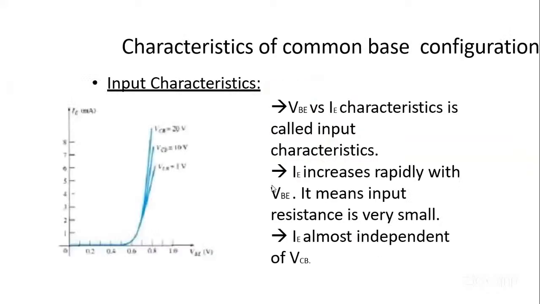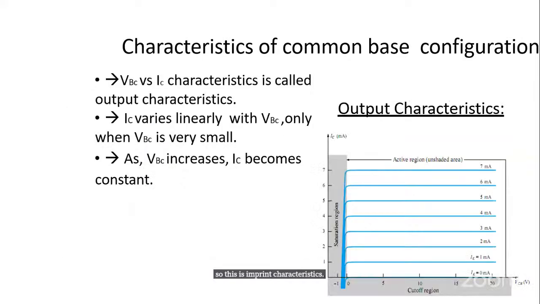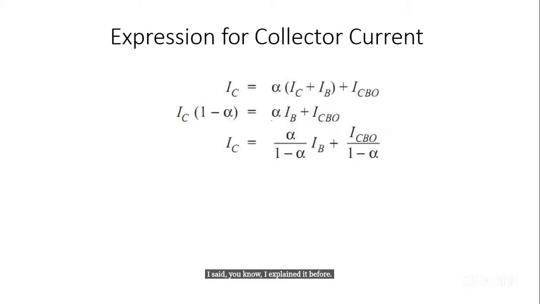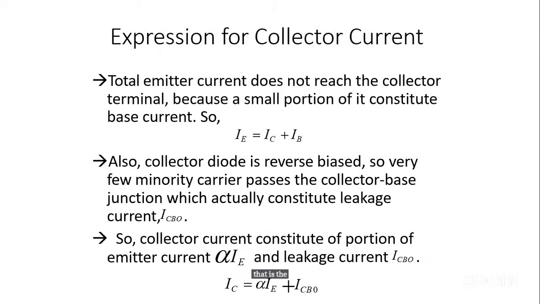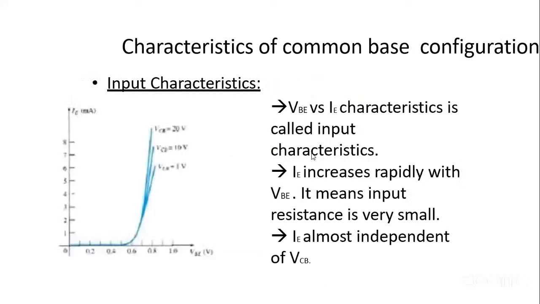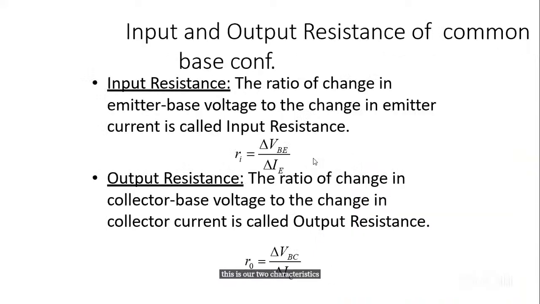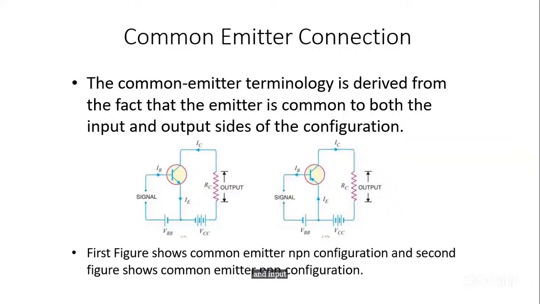So this is input characteristics. So what's that ICBO? ICBO, I explained it before. That is the leakage current. Do you remember my explanation for leakage current? Yes, sir. Okay, that is the leakage current. So this is input characteristics. This is output characteristics. And then input resistance, output resistance.